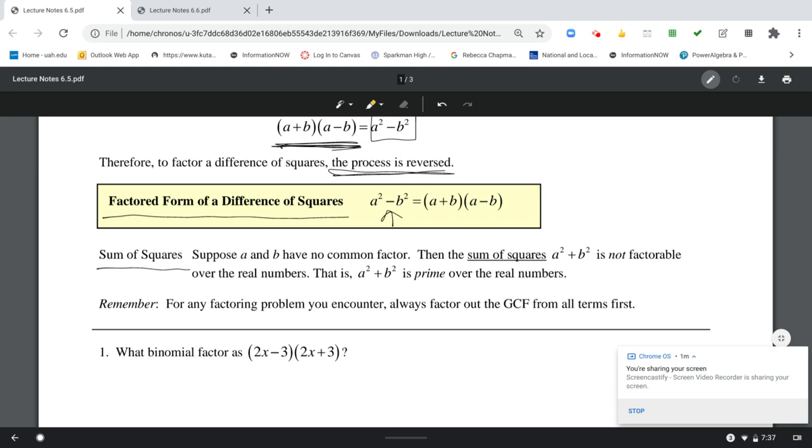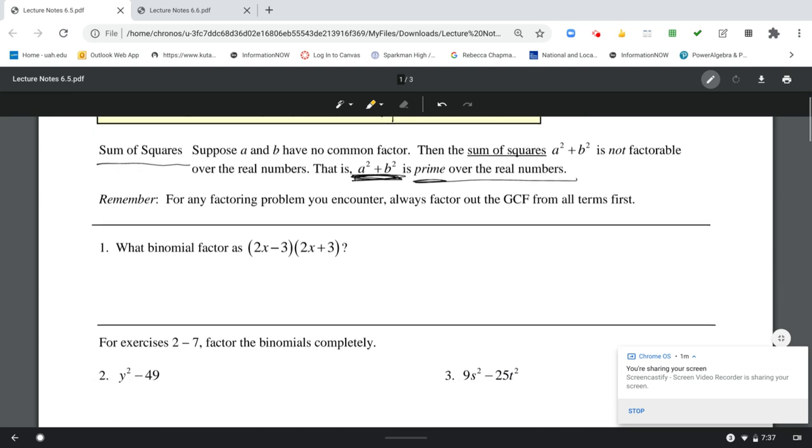The sum of squares is prime. A squared plus b squared is prime over the set of real numbers. So it has to be a squared minus b squared or you cannot factor it.